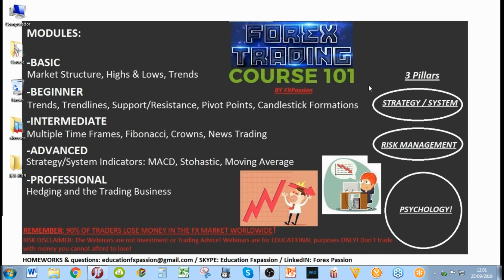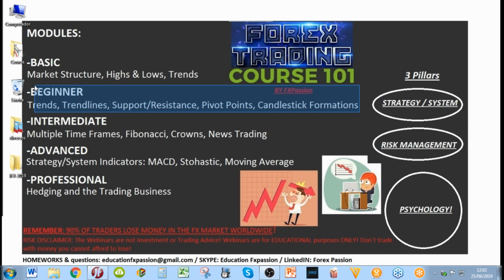Remember the three pillars. We want to build a strategy and or a system. We want to implement risk management rules inside the strategy and or the system, and we want to understand how the big one, the psychology part, works. We are in the beginner module. We are not talking about market structure, highs and lows and trends anymore. We are talking about trend line, support, resistance, pivot points and candlestick formations.